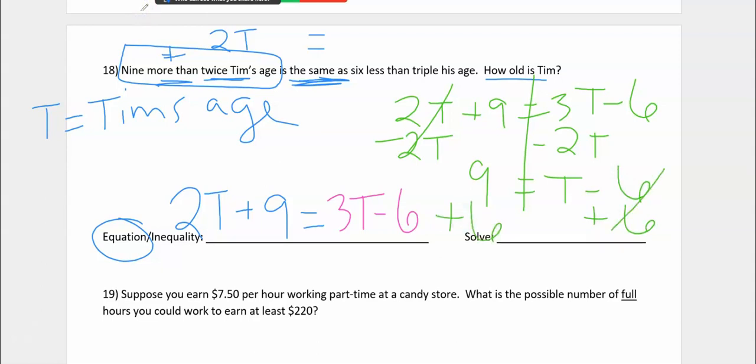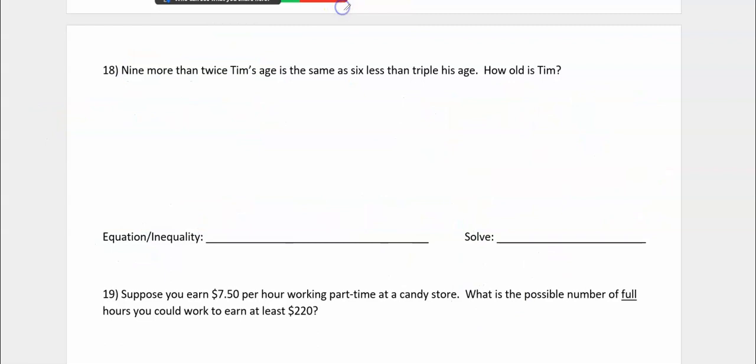So good old Tim here. Tim is 15 years old. He's one of you. All right. On to the next one.